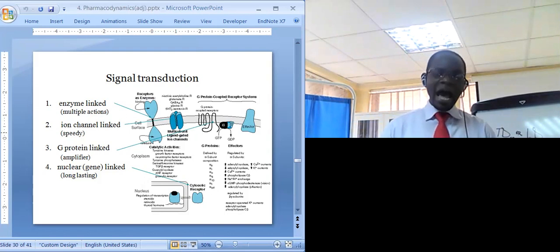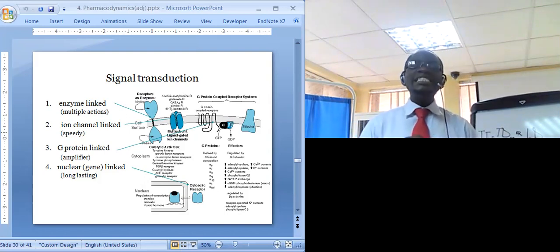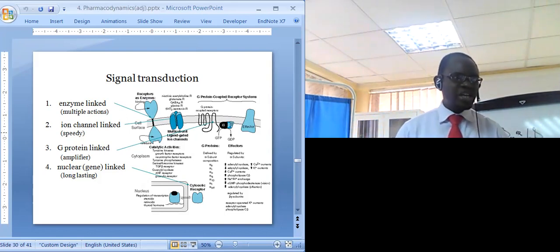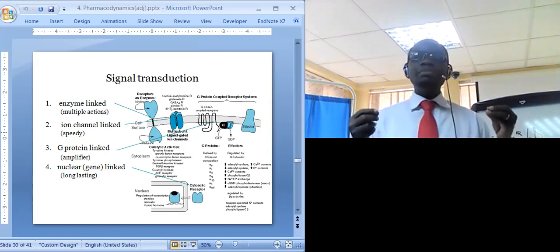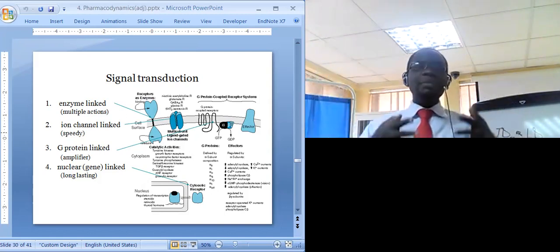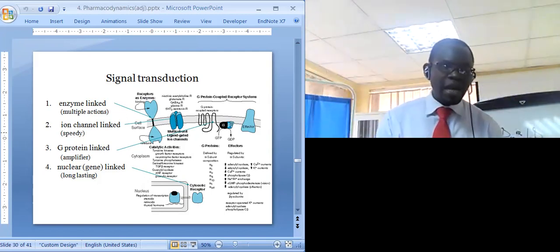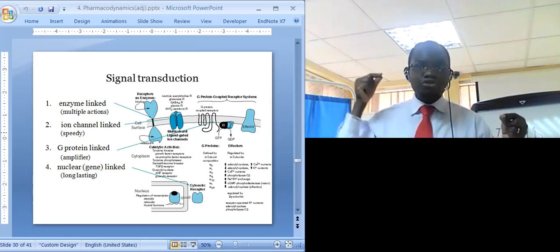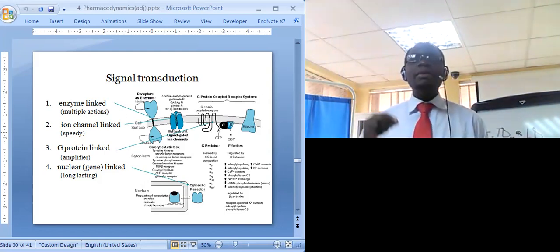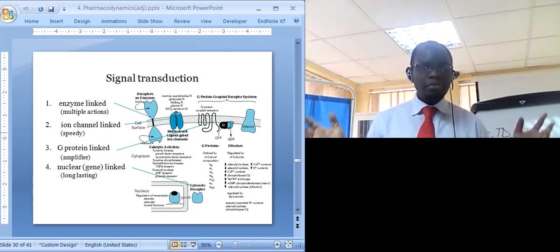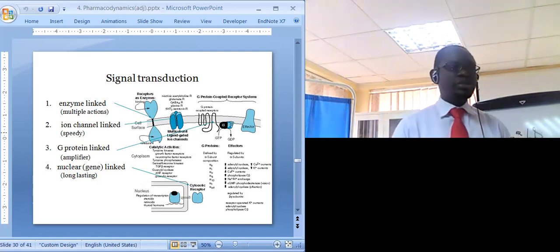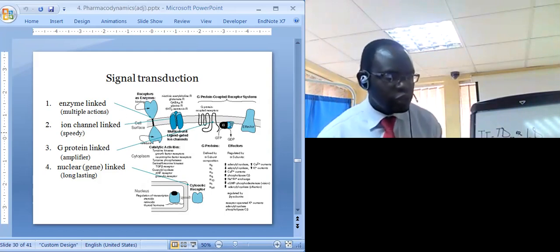There are those that are enzyme linked, those that are ion channel linked, those that are G protein coupled, or G protein linked receptors, and there are those that are nuclear. If it is nuclear, it means that the drug has to traverse the plasma membrane and then go into the cytoplasm up to where the nucleus is. That is where the receptors of that drug are. So while it is traversing the cell membrane, there is no effect until it reaches the nucleus. So these are the ones that we are going to be talking about.